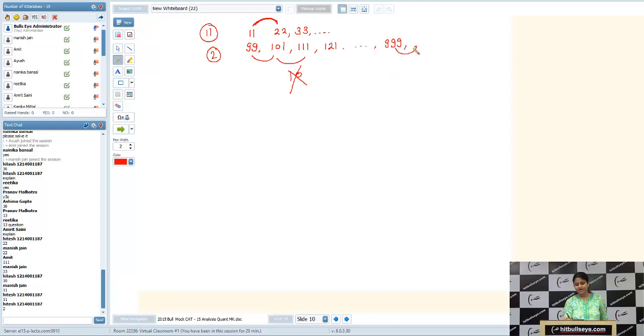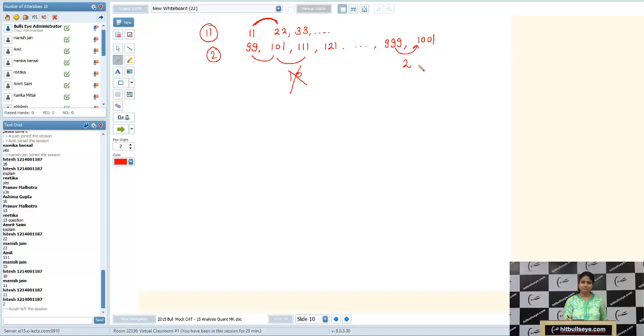Now from 999, if we switch to a 4-digit palindrome, it will be 1001. What is the difference here? Again 2. We have taken that, which is a prime value, so which is permissible. That's why if we calculate this way, we will get only 2 prime differences, and this is the answer. It was a simple hit and trial question.